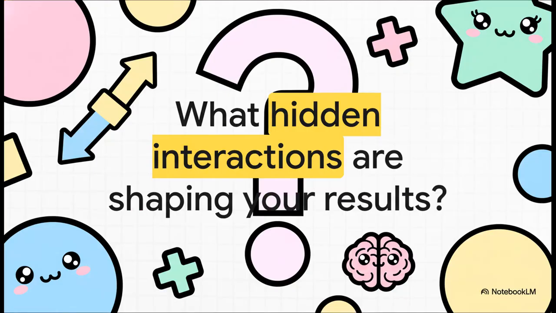So, to wrap it all up, the key here is to move beyond looking for single causes. First, identify your main drivers so you know what works. Second, uncover those hidden interactions to understand why and when it works. And third, make sure you're building all of this on a foundation of data you can actually trust. Which leads to the one question you should be asking about your own work: what hidden interactions are shaping the results you see every single day?